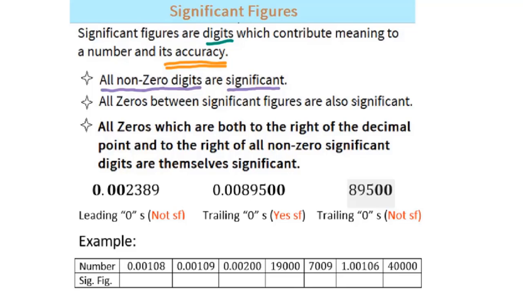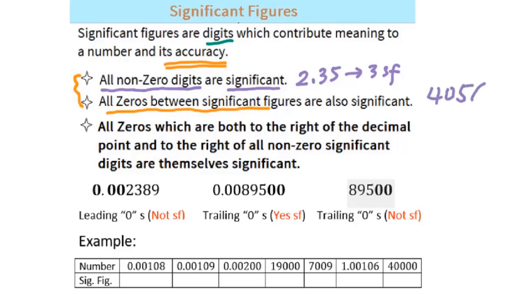For the first two rules, it's easy to understand. For example, if I have 2.35, that means 3 significant figures. If I have 405.6, then this will be 4 significant figures.